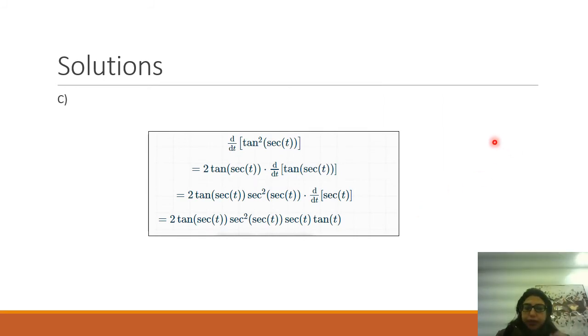Now, this is C. How many functions do you have here? You have tan sec t all squared. Okay, so how many differentiations do you need to do? So the first thing you need to do is the power, the square. Here it is, 2, and then you write it as it is, tan sec t. And then you do the derivative of tan sec t. What is the derivative of tan sec t? I'll first do tan, which is sec squared of the function sec t, and then I'm going to again look at sec t, which the derivative of it is sec t tan t.